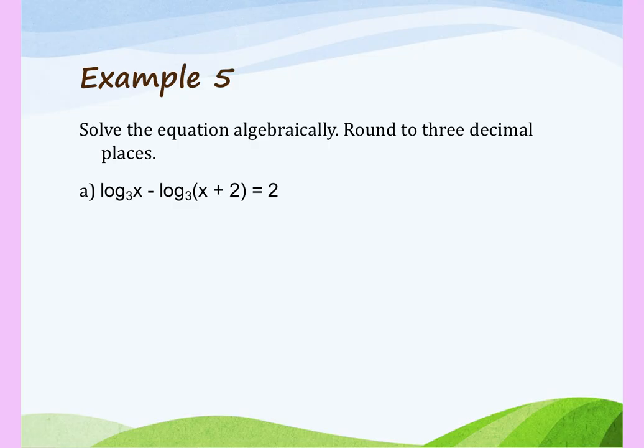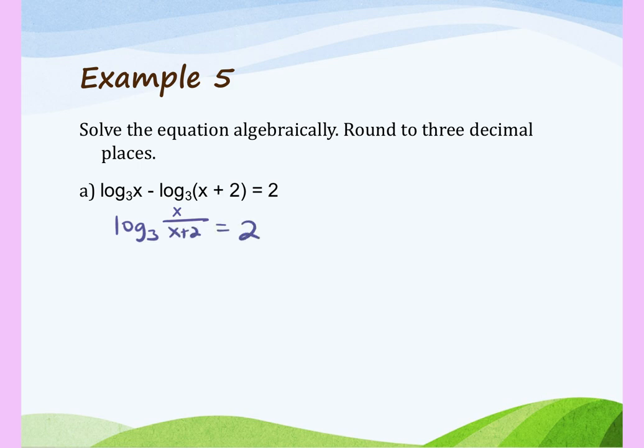Okay, last example. Example 5 says, again, same set of instructions, solve the equation algebraically, round to 3 decimal places. So this is that last case scenario where you've got 2 logs, but they're on the same side, and then there's nothing on the other side. So on that one side, we're going to condense these down. So it'd be log base 3. It's a minus, so this would be x divided by x plus 2 equals 2.